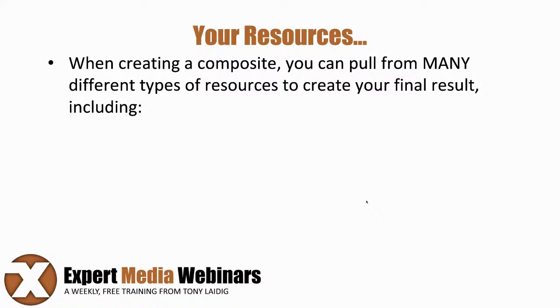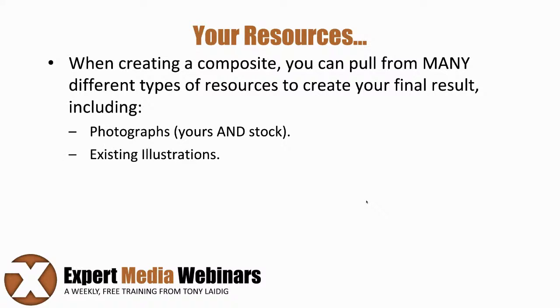Now, when you're creating a composite, you can pull from many different types of resources to create your final result. That can include photographs, whether they're ones you take or stock images, existing illustrations like paintings, digital art, public domain, of course. I'd be remiss to not mention that. Again, whether it's illustrations or photographs like on Pixabay or whatever the case may be. AI generated, of course, we focused a lot on that this year, and it's just getting better and better all the time.